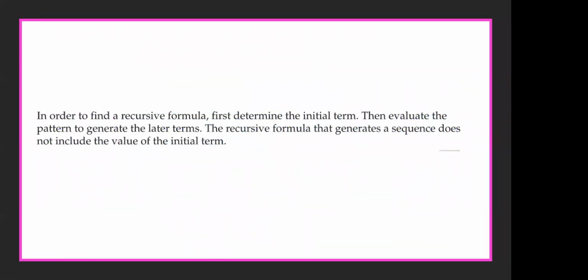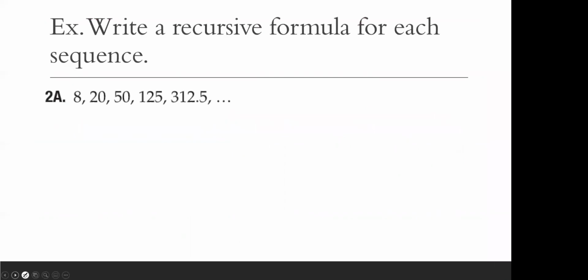In order to find a recursive formula, in the previous example, the formula was given to us. Now you're going to have a problem where you have to find the recursive formula. You need to first determine the initial term, then evaluate the pattern to generate the later terms. The recursive formula that generates a sequence does not include the value of the initial term, but we need it to figure out the recursive formula.